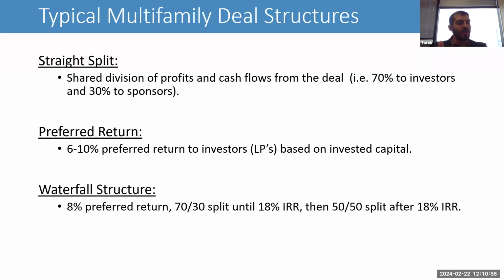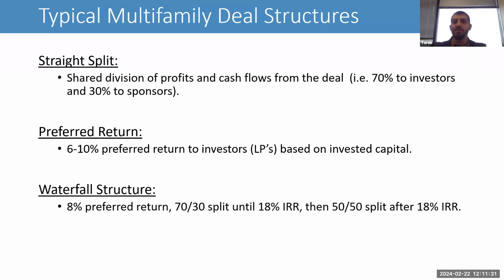But some of the most common ones are either a straight split, which just means that you divide the profits evenly at all points. For example, a typical deal is 70% of all the profits go to investors and 30% go to the sponsors, which are also known as the operators, or basically the people who are on the ground day-to-day managing the deal itself. Another option is to include something called a preferred return, which is basically a requirement that investors must get at least the preferred return, and then above that is what can actually be shared as profits. And of course, that's in a preferential way.